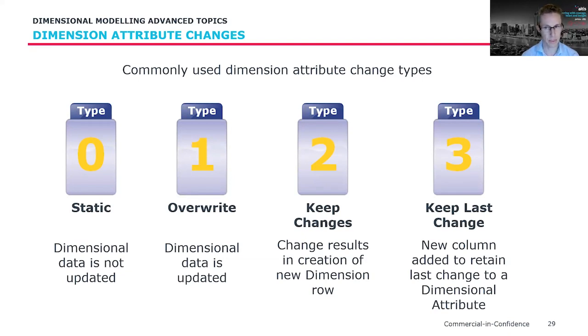Type 3 also deals with capturing change, but it takes a slightly different approach. This is where we introduce a new column for an attribute we want to track change on, and that column actually keeps the last change that has occurred. So as and when changes are occurring in our source system, our additional column here is only retaining the previous change. So you have current and previous in the type 3 scenario.